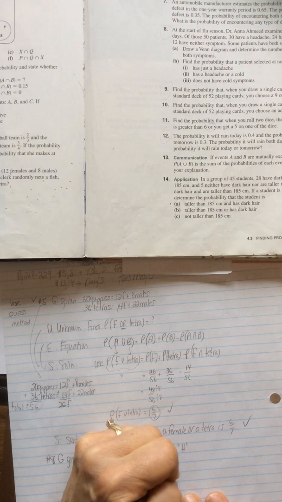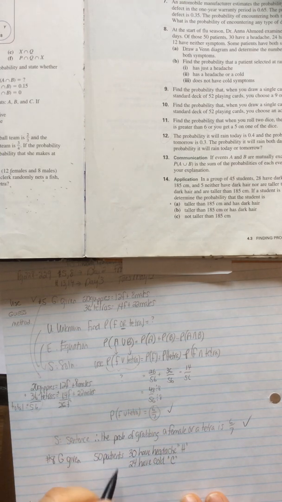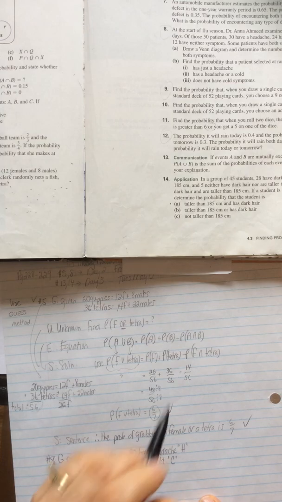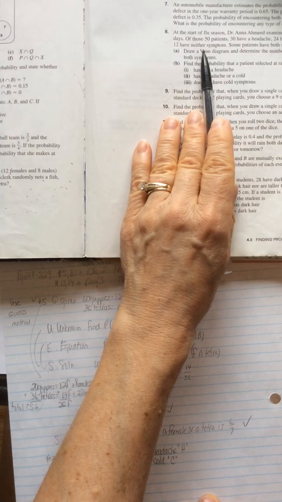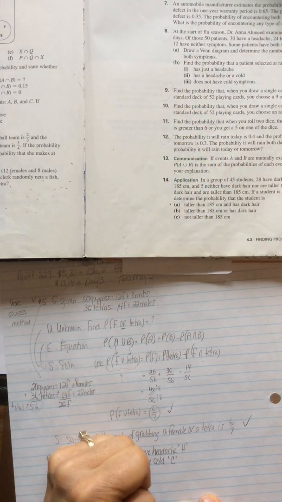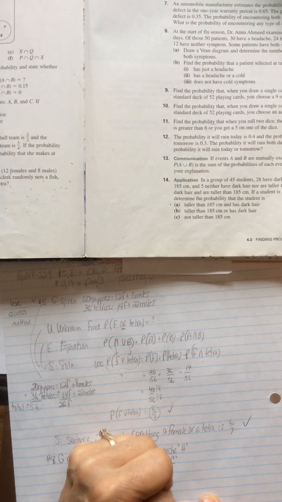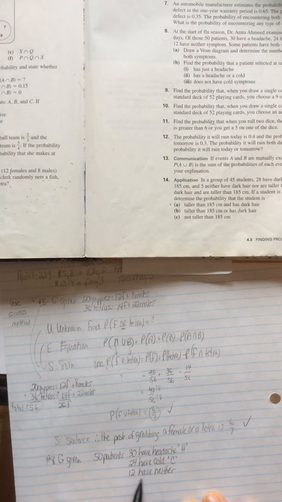So remember, this is like the nurse saying, do you have a headache? Yes, check mark. Do you have a cold? Yes, check mark. The same person can be saying yes to both of these questions, right? So that's where the overlap comes in. Okay. So 12 have neither. Okay, so this group say no to the headache and no to the cold. They are outside of the Venn diagram.